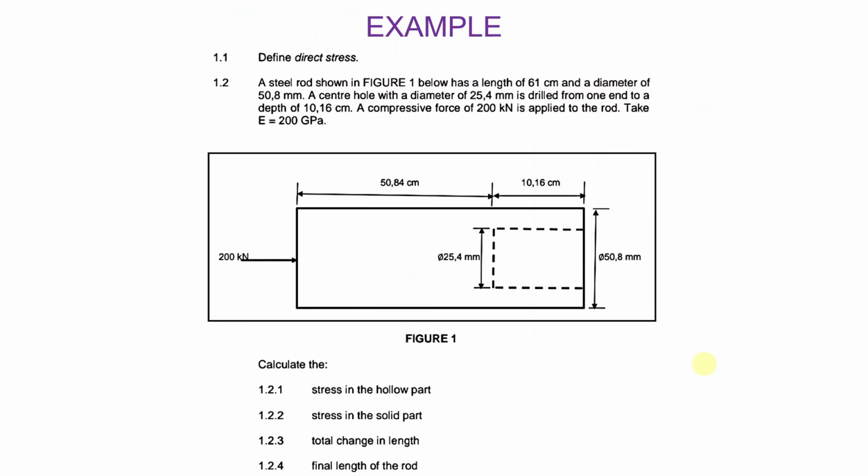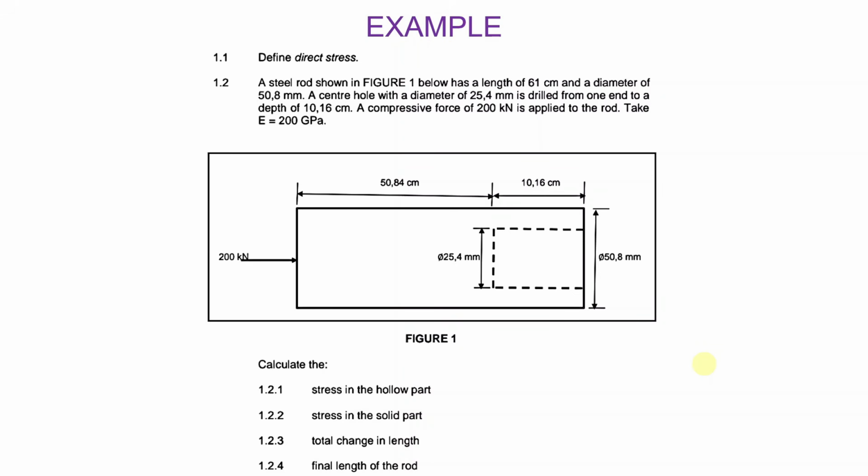Now, let us look at an example that is more like what you get in your exam. Okay, so the first part of the question, define direct stress, I will leave for you to do as homework. I am going to focus on the second part of the question. So the second part, 1.2, a steel rod shown in figure 1 below has a length of 61 centimeters and a diameter of 50.8 millimeters.